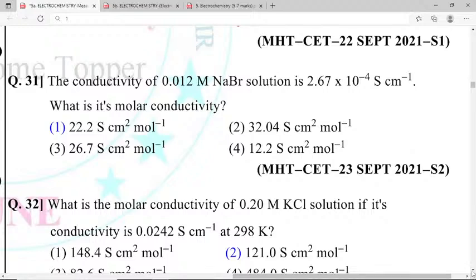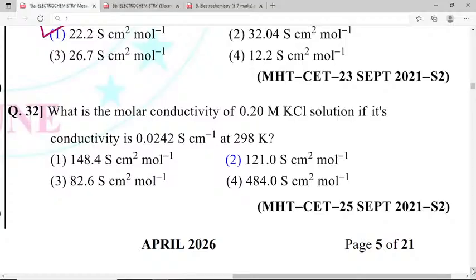The concentration is given, conductivity is also given. Molar conductivity we have to calculate. Again same formula. Lambda is equal to 1000 K by C. Put the value, we'll get the answer. Same pattern question. What is the molar conductivity? Concentration given. Conductivity also given. Formula 1000 K by C. Put the value, we'll get the answer.